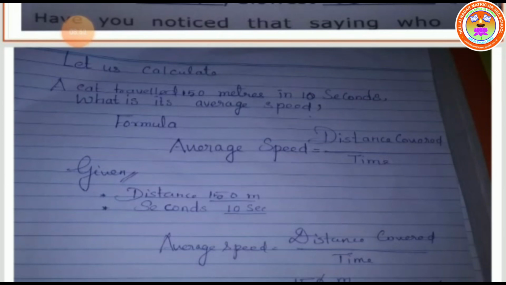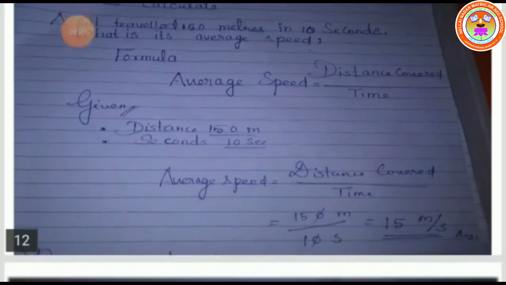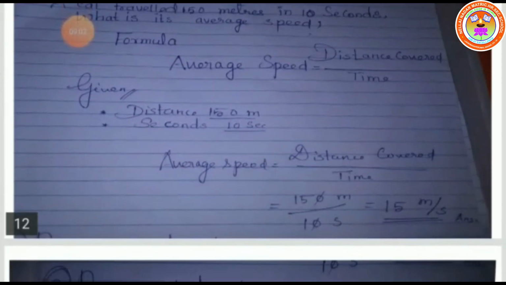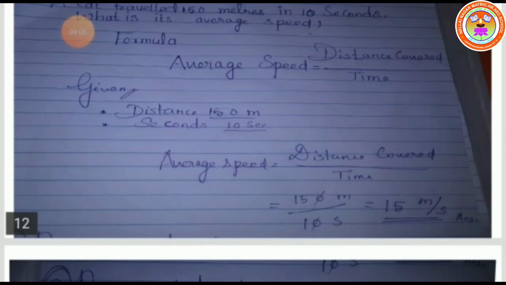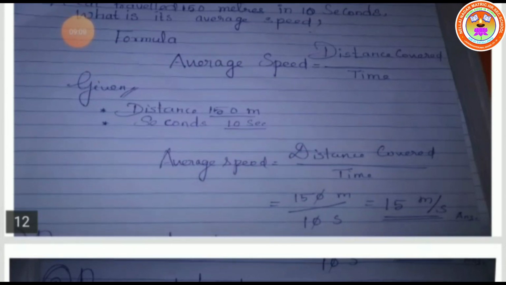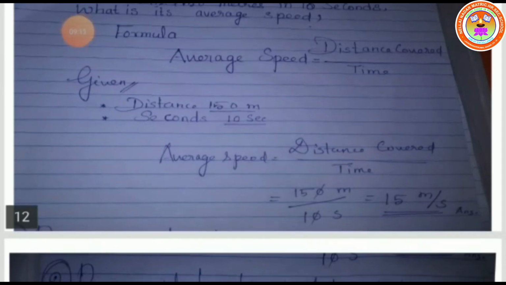So the given distance is 150 meters, and the time is 10 seconds, right children? So average speed is equal to distance covered by time. So 150 by 10. The answer is 15 meters per second. Meter per second is a unit. You must write the unit.